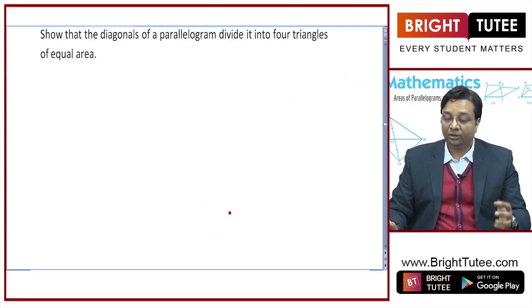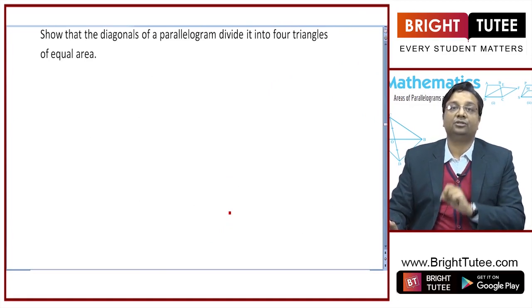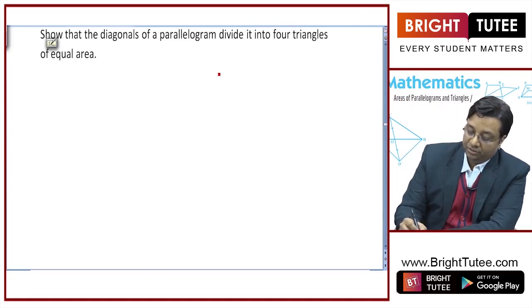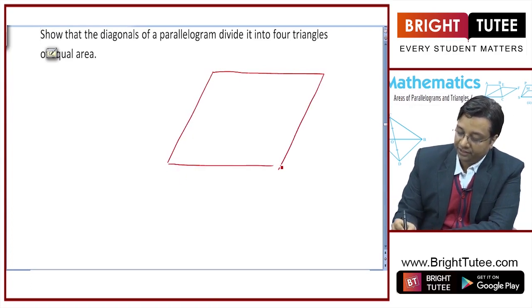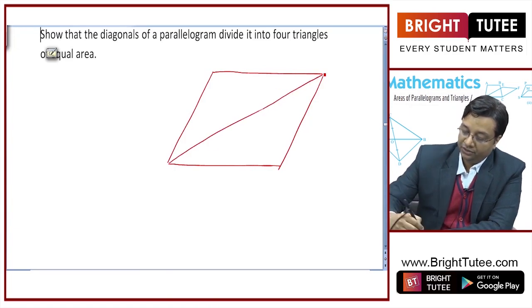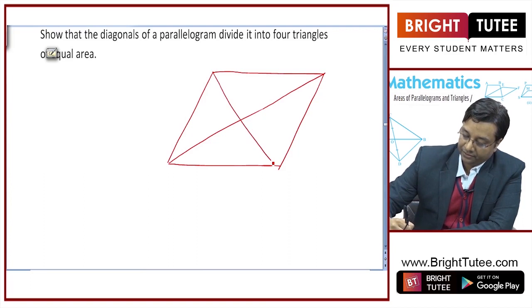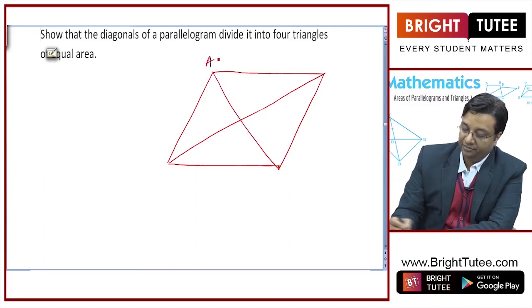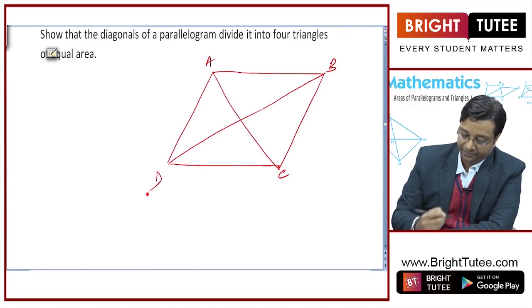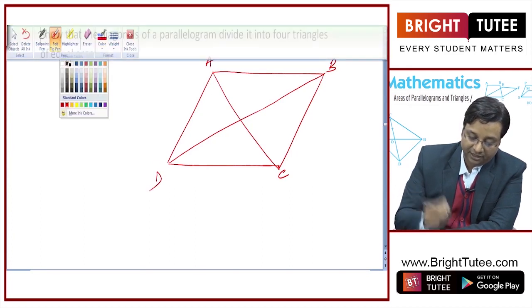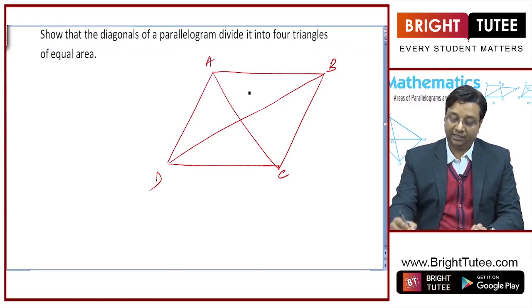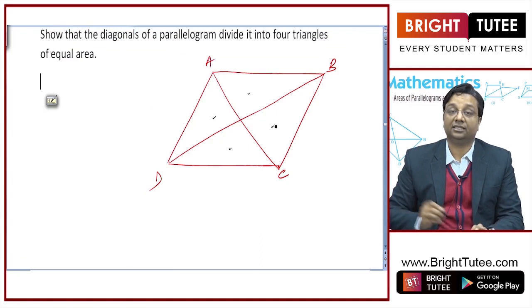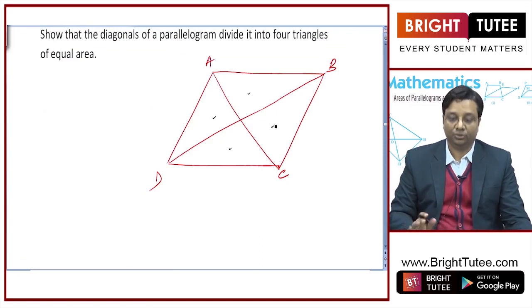Show that the diagonals of a parallelogram divide it into 4 triangles of equal areas. Now, this question is also pretty simple if you understand the concept of median, that medians will divide a triangle into 2 triangles of equal areas. Let us say this is the parallelogram ABCD. Now, I will change the color. Show the diagonals divide it into 4 triangles of equal areas. So, this triangle, this triangle, this triangle and this triangle. These triangles will have equal areas. This is what we need to show.